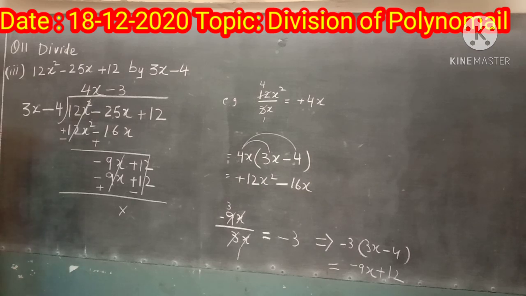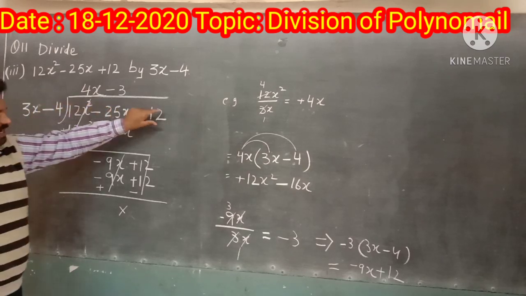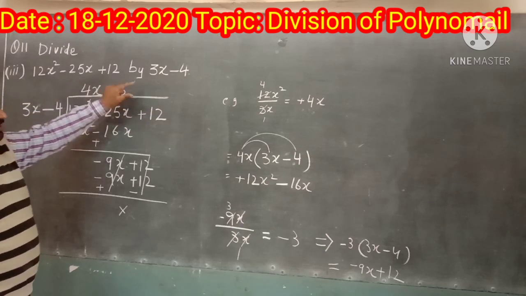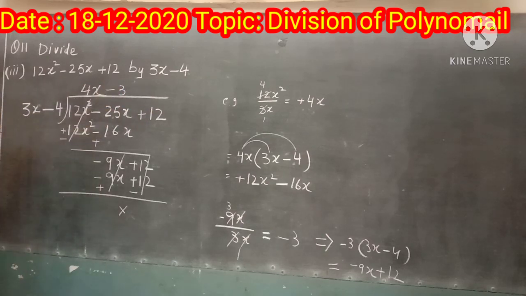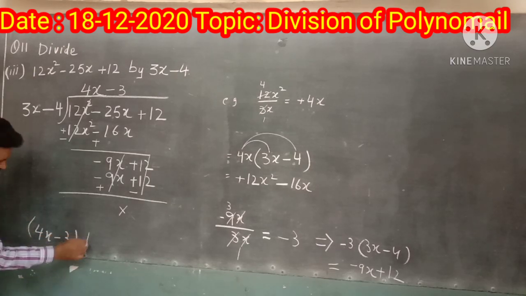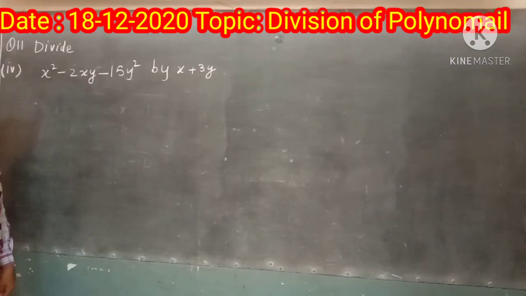So class, this is the quotient. This is the divisor. This is the dividend. And this is the quotient, that is our answer. So 4x minus 3 is the answer. Okay, now we will solve its fourth part.